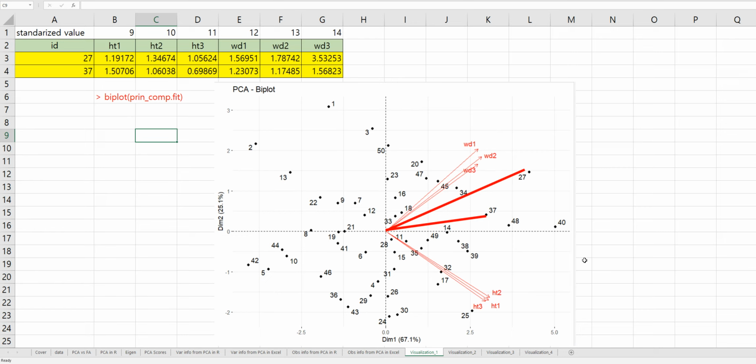However, I think when you interpret principal component analysis output, you need to focus more on the angle of these two, right?